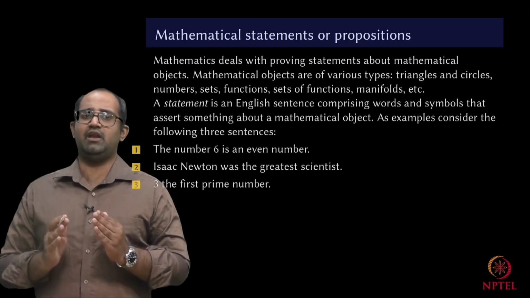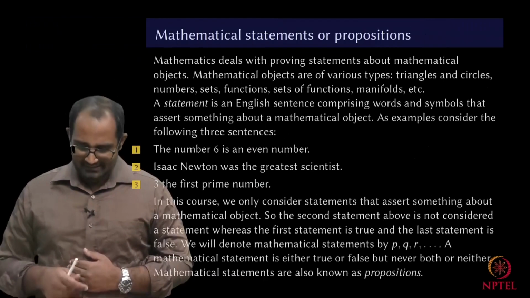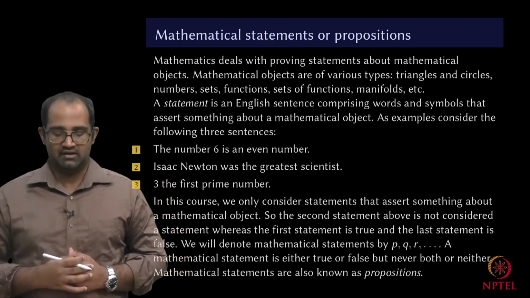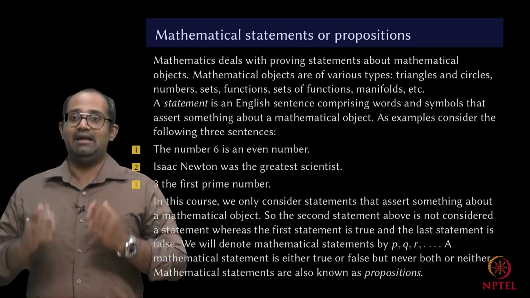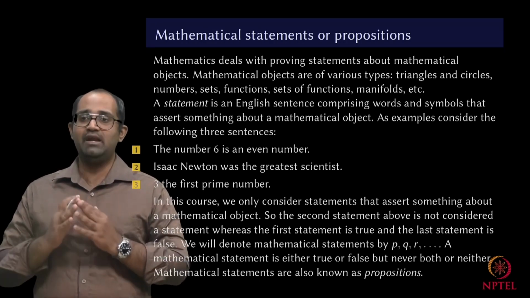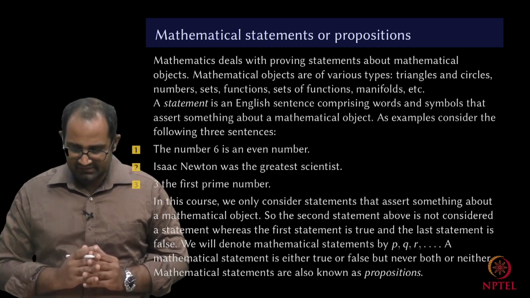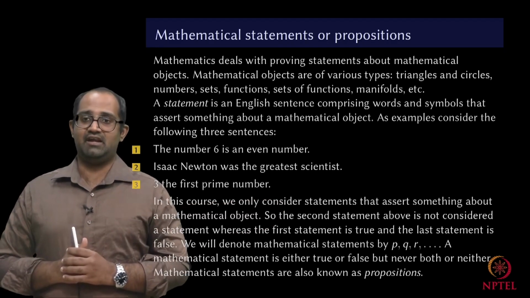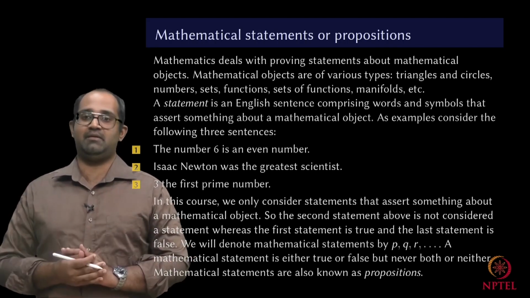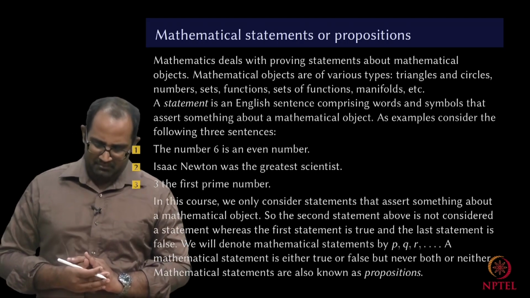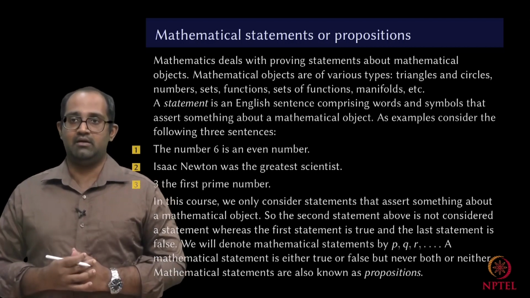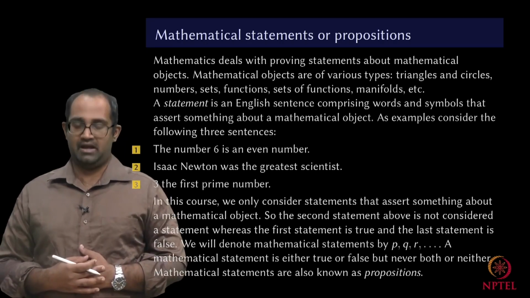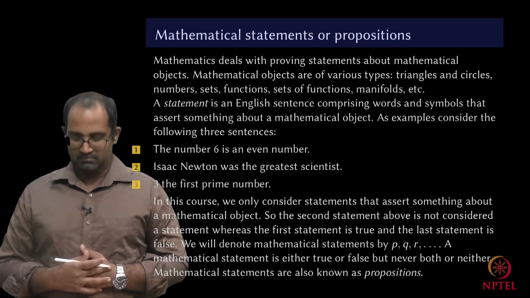Notice something peculiar about the second statement. It is a statement that asserts something about a real person who existed, namely Isaac Newton. In this course, we consider only those statements that assert something about a mathematical object. So, the second statement is not considered a statement in this course. The first statement, the number 6 is an even number, is an obviously true statement. The third statement, 3 is the first prime number, is an obviously false statement.